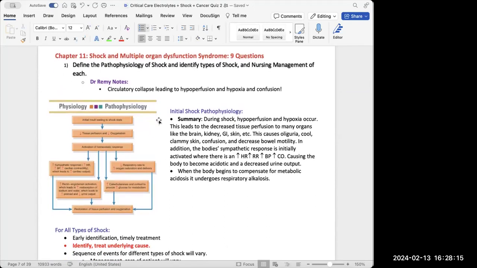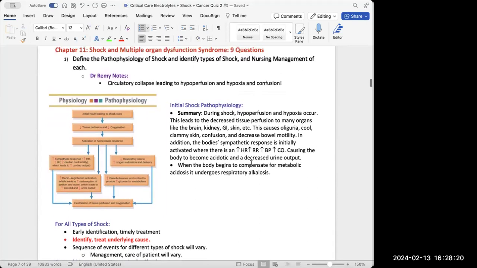So, the next thing is defining the pathophysiology of shock and identifying the types of shock and nursing management of each. Now, someone can correct me, but Dr. Remy said that shock is basically when we have circulatory collapse leading to hypoperfusion and hypoxia, meaning we're having hypoperfusion in the blood, and we're having hypoxia, which is lack of O2 to the tissues.